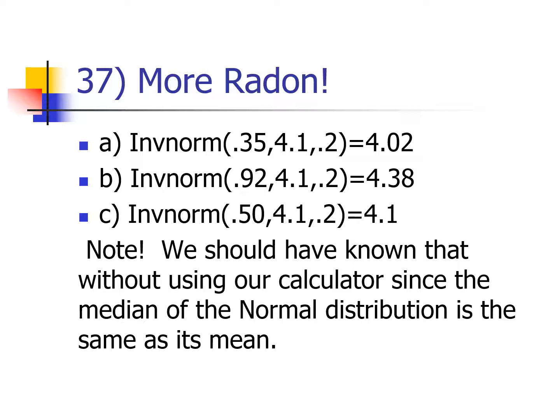All right, so more radon problems. They throw maybe a little bit of a curveball to us with part C when they say find the median of the measurements. But remember, median's just the 50th percentile. And remember, the 50th percentile for a normal distribution is its mean. That was one of our facts long ago. So you can plug it into your calculator as inverse norm, 0.5, 4.1, 0.2, but you really shouldn't need to. Anytime I ask you what the median is for a normal distribution, you should just write down that it's the same as the mean. And in this case, we said the mean is 4.1.